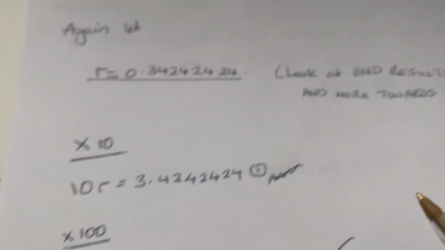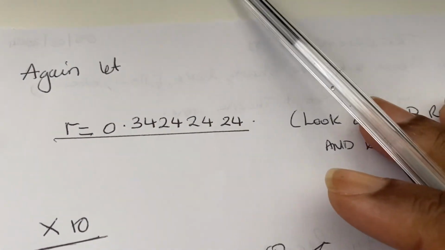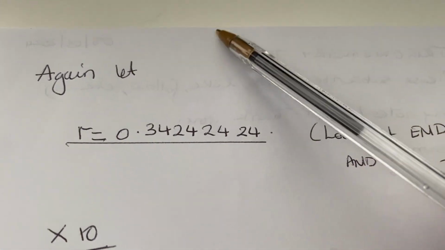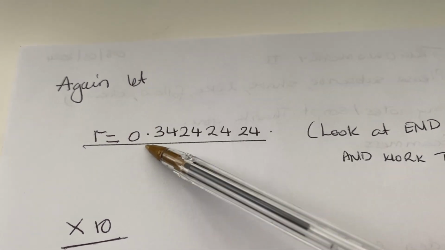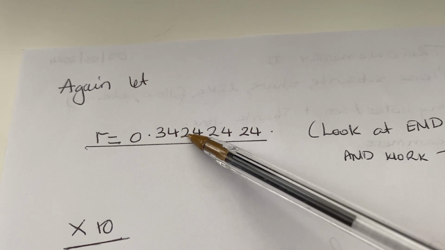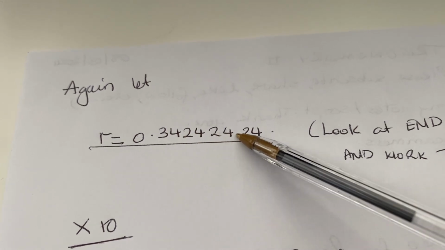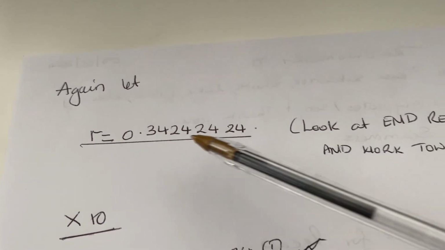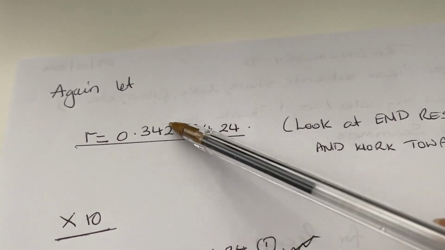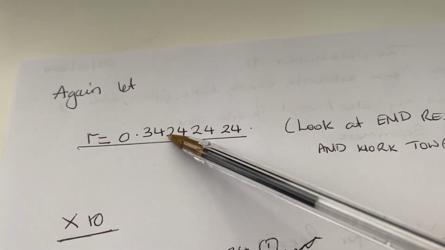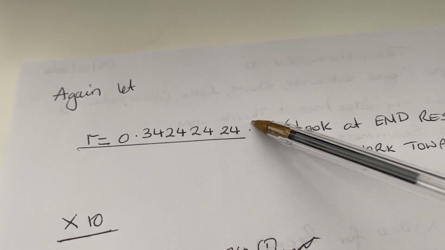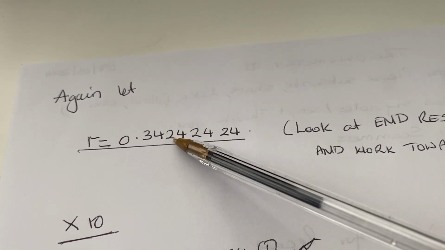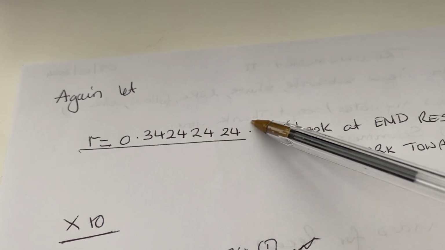So we did an example like this last time. Because it's a recurring decimal, we are going to say let R equal 0.3424242. Now, if you look at the recurring decimal, you have 3424242. It's the 24 part that recurs.